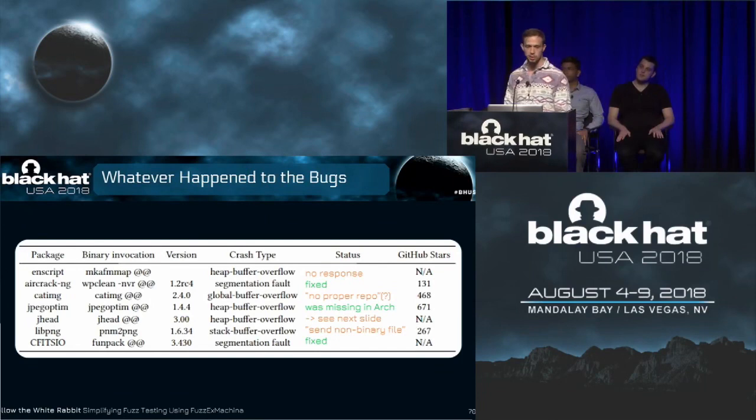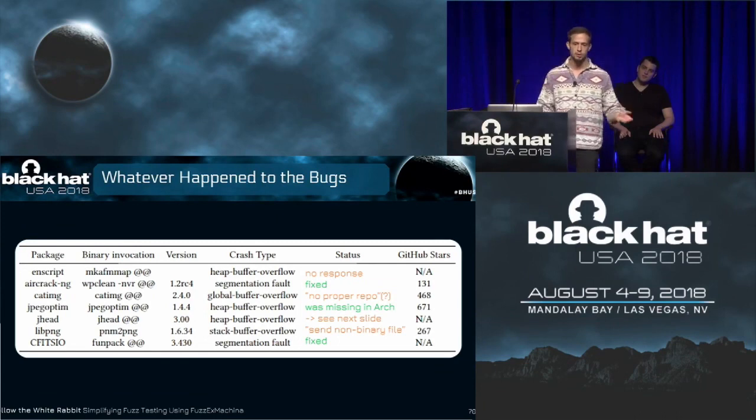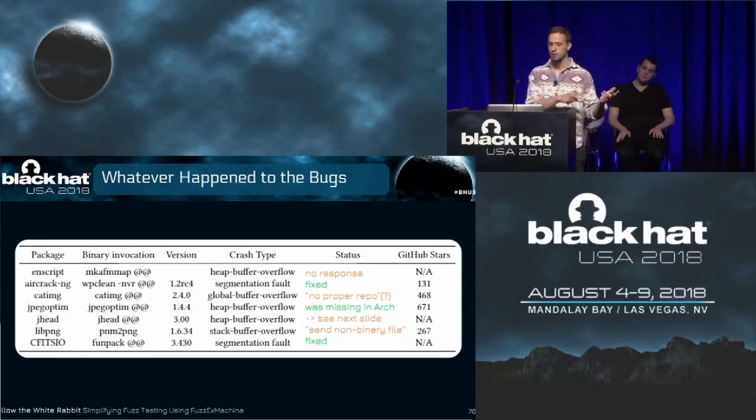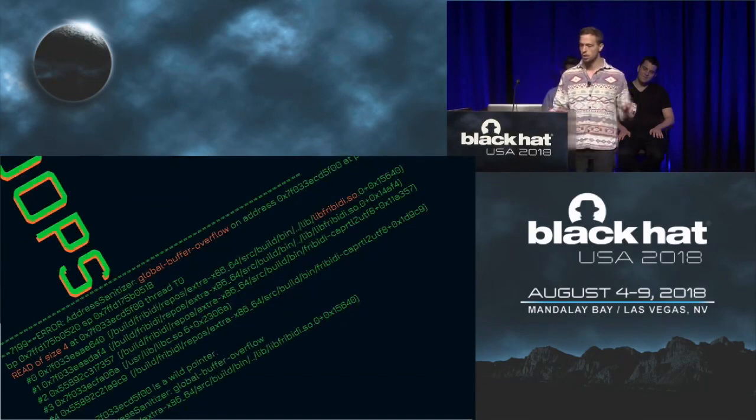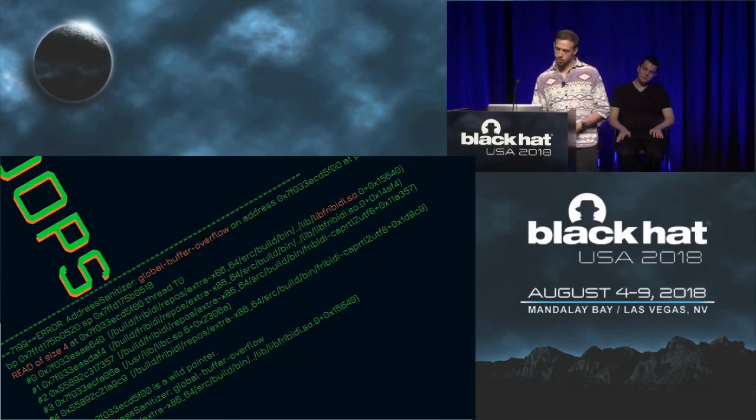Then there was another one, JPEGOptim, which was already fixed upstream, but just for a year, not downstream in Arch. It's just in the GitHub repo fixed. And then there's JHead that we just talked about. It's also in the Arch repo still, and it'll probably always stay there.